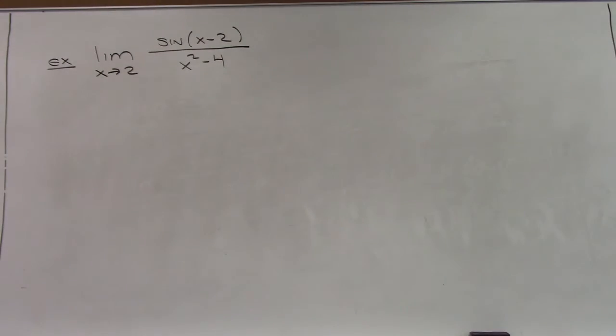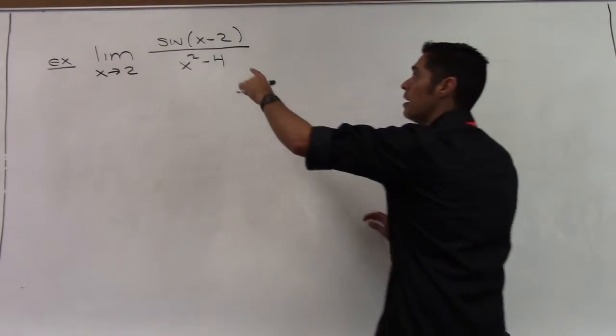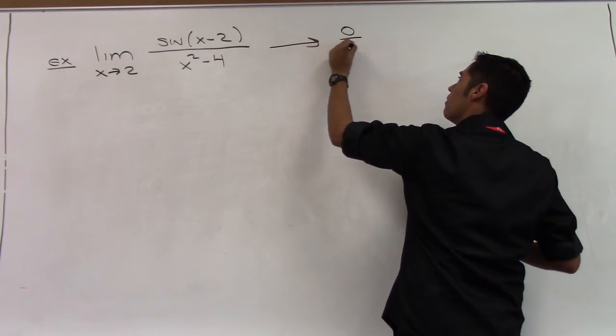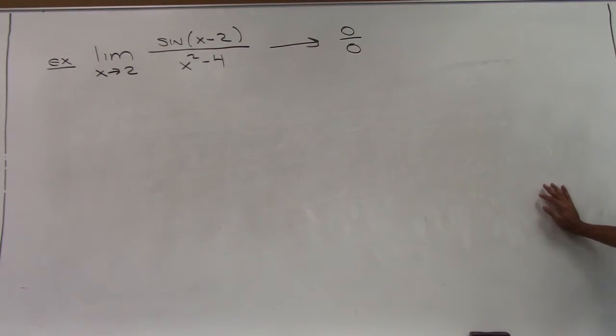You do have 0 up here and 0 down here, right? So the direct substitution is giving you 0 over 0. It's sine of 0 over 0, but sine of 0 is 0, so that's why we're getting 0 over 0.